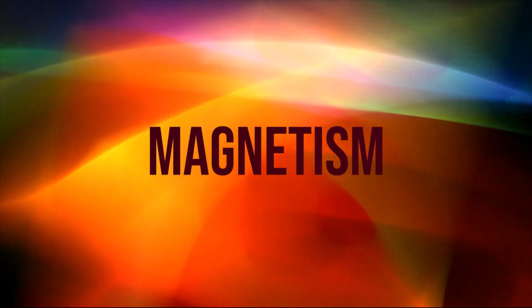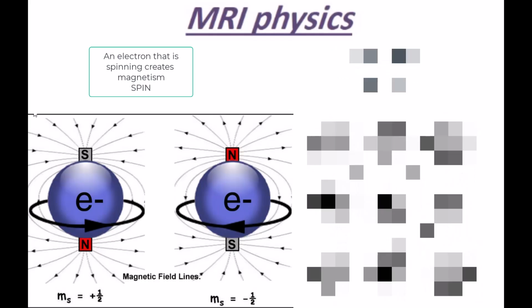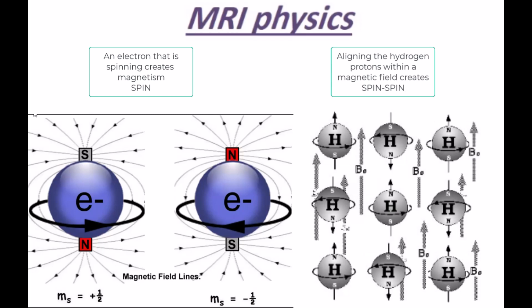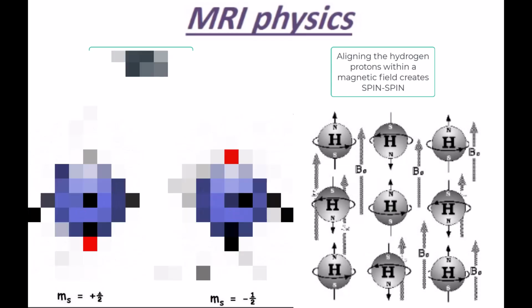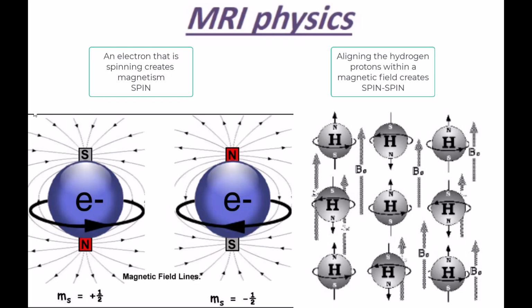Let's focus on magnetism. An electron that is spinning creates magnetism. Aligning hydrogen protons within a magnetic field creates spin-spin. The proton is spinning and the electron is spinning, but they are spinning at orthogonal angles.